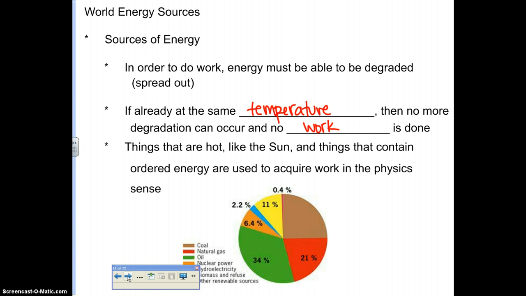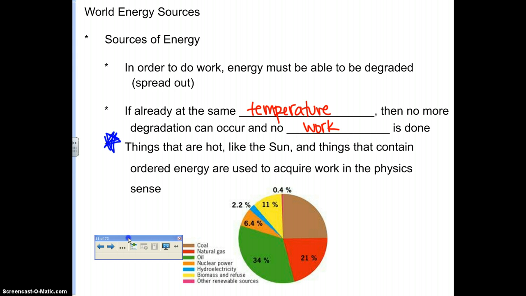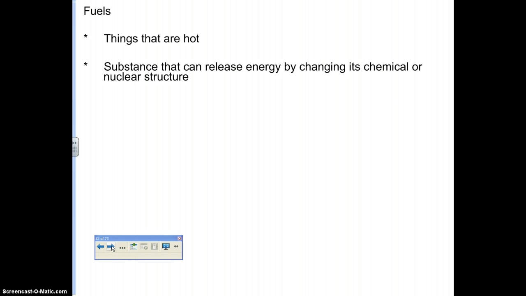Things that are hot, like the sun, and things that contain ordered energy are used to acquire work in the physics sense. Wow, guys, that's a good one. Make sure you do look at that there. Here's a nice pie chart showing you the world energy uses of coal, natural gas, oil, nuclear power, hydroelectric, biomass, other renewable sources. We are going to chat about every one of those throughout these notes.